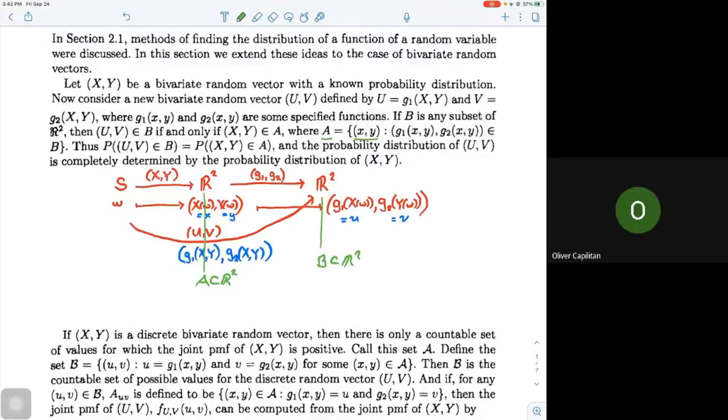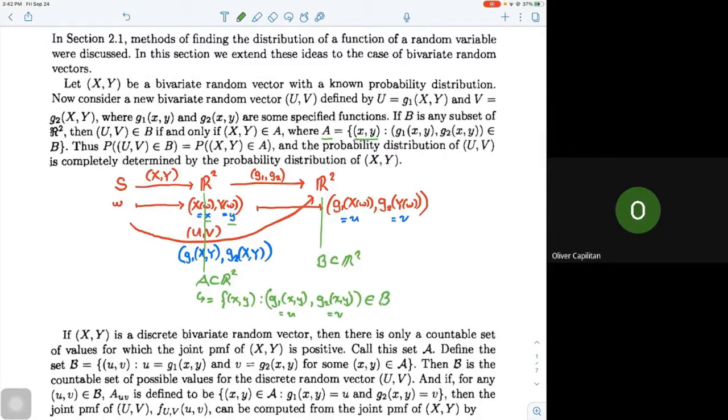Okay, this A here is being defined. It is the set of all ordered pairs XY. Kaya ito yung X natin, no? It's a set of all ordered pairs XY such that we have here g sub 1 of XY and then g sub 2 of XY. This ordered pair is an element of B. And then usually we denote here by small letter u and this one by small letter v.